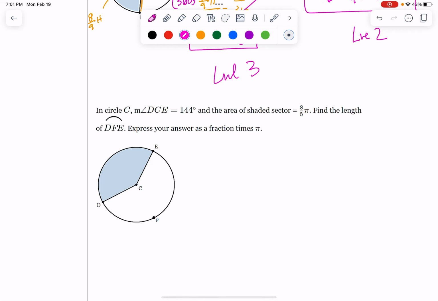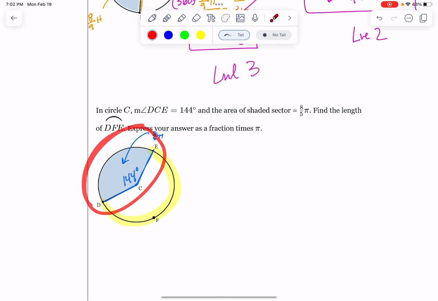This is where reading the problem is really important because I've got my circle C. I know that DCE, so this angle, is 144 degrees. And the area of the shaded part, so this area, is 8 over 5 pi. But when it asks you for an arc, I'm looking for this arc. So the information I'm going to find is going to be for over here, so I just need to pay attention to that.